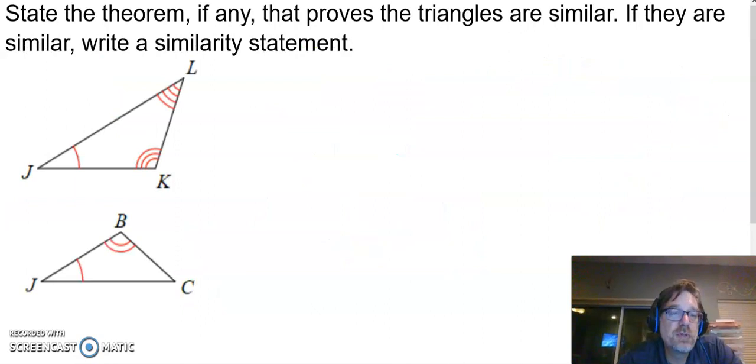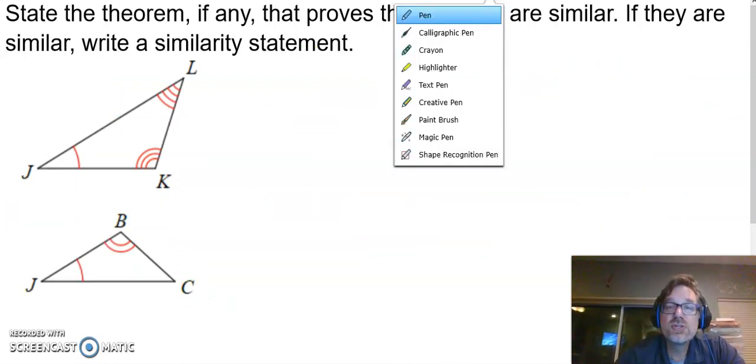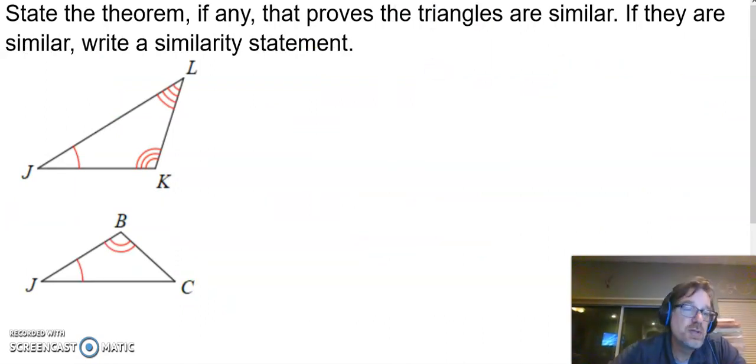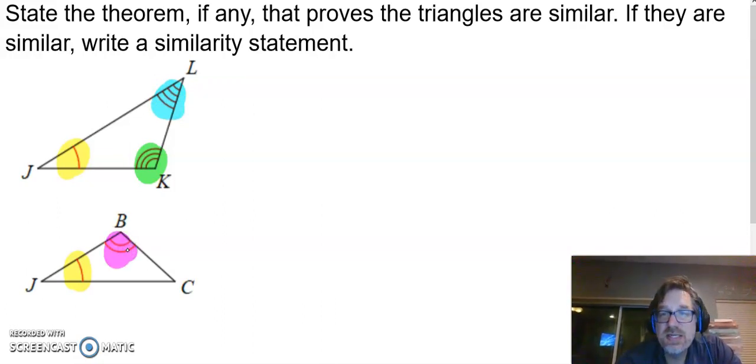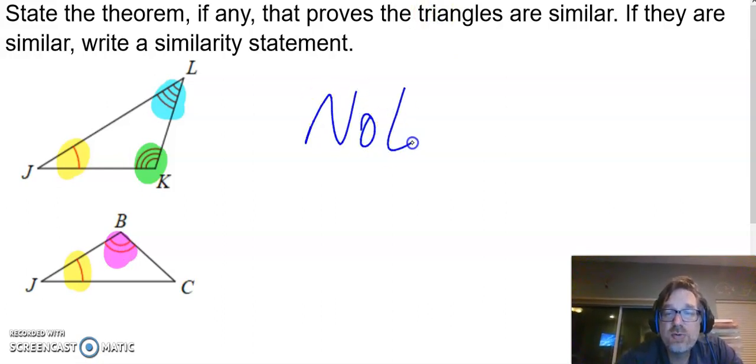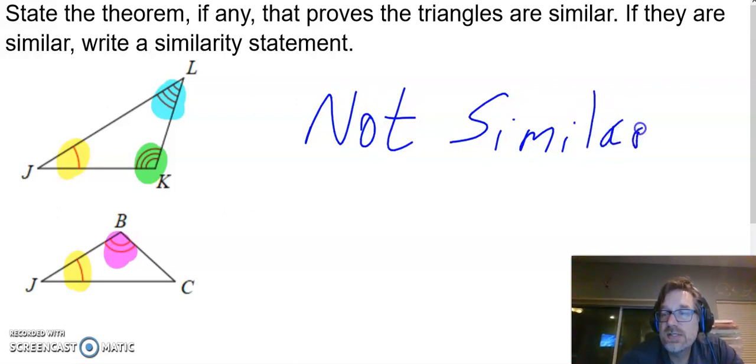How about this one? Oh, look, I got a whole bunch of angles marked. So I'm immediately thinking angle, angle. So I've got J and J marked congruent. And then I've got K. K has 3 tick marks. Nah, nobody else has 3 tick marks. L has 4 tick marks. Nah, nobody has 4 tick marks. And then B and then C is unmarked. So even though we got a whole bunch of angles marked, they're not congruent to each other. So these two triangles are still not similar.